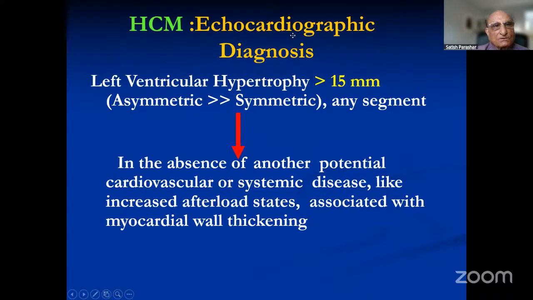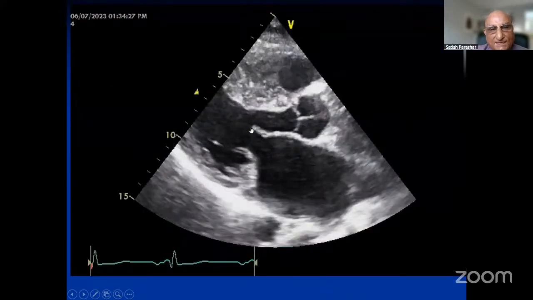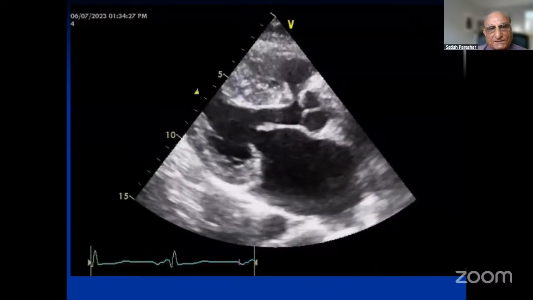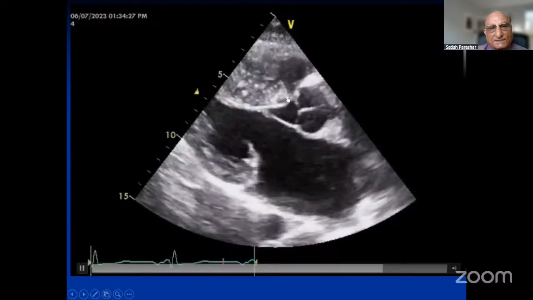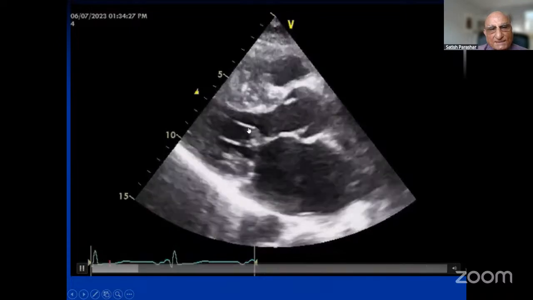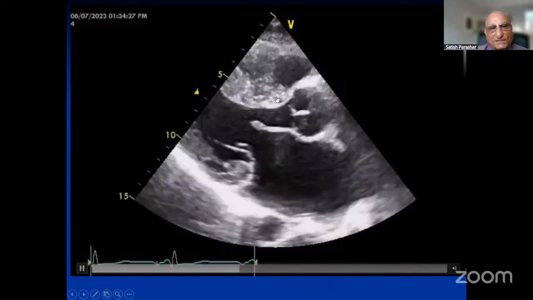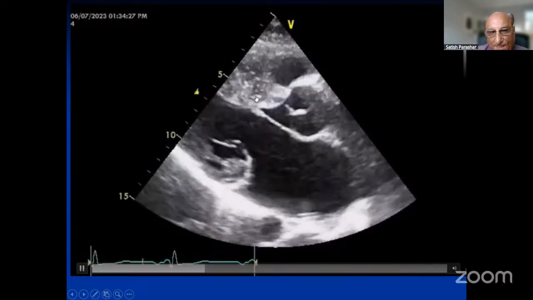As you know, HCM is left ventricular hypertrophy of more than 15 millimeters in any segment in the absence of other systemic disease. And there are various patterns of this. This is one of the classical ones, showing an asymmetrical septal hypertrophy as compared to the inferolateral wall, with a ratio of more than 1.5 to 1. So this is one pattern of the thickening.